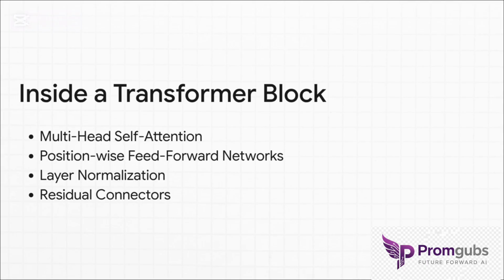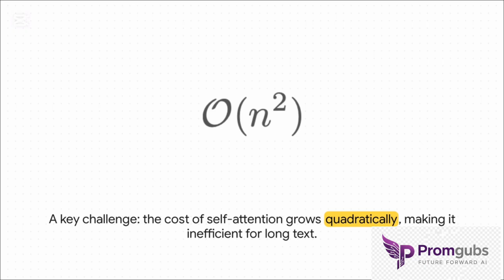The star player, the one we just talked about, is multi-head self-attention. That's the part that figures out the context. Then you have things like feed-forward networks that do the heavy lifting, the actual computation. The other parts are basically clever plumbing. They just make sure the information can flow smoothly through dozens or even hundreds of these layers without getting all jumbled up. But of course, this incredible power came with a catch.